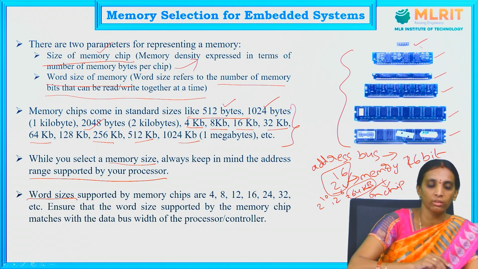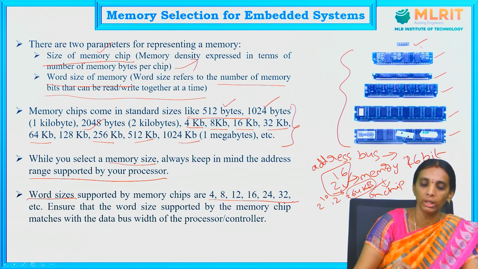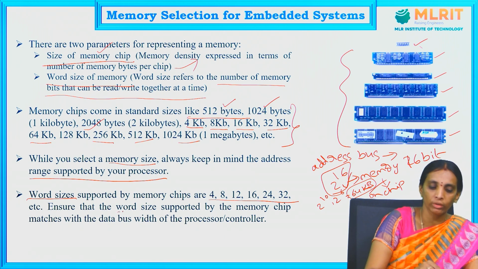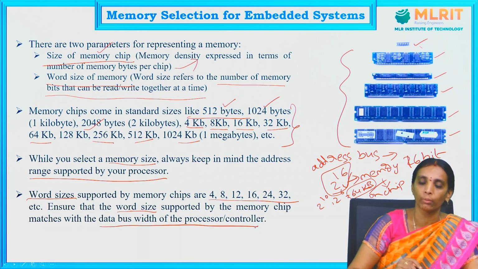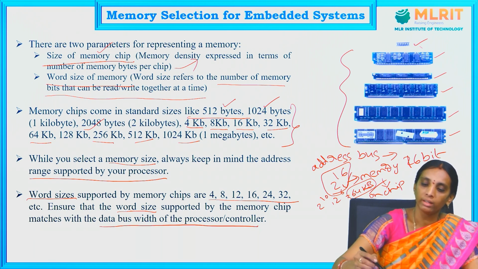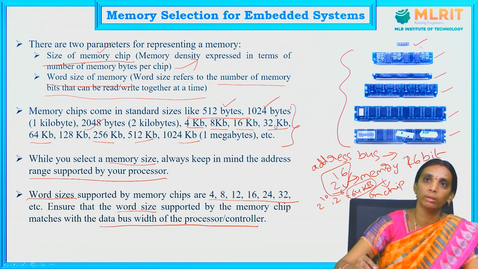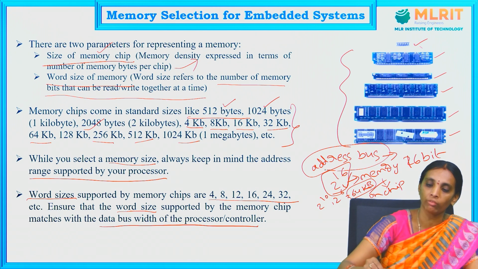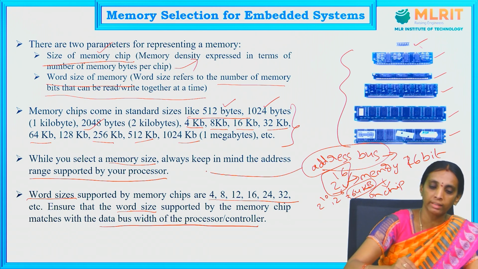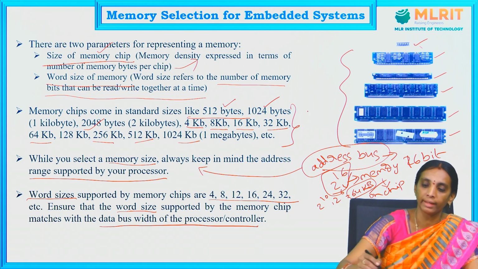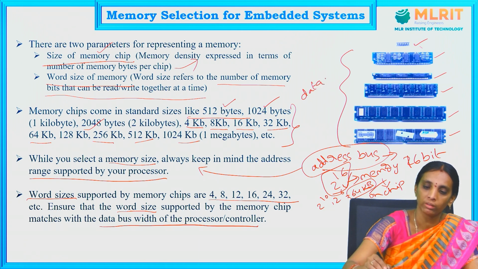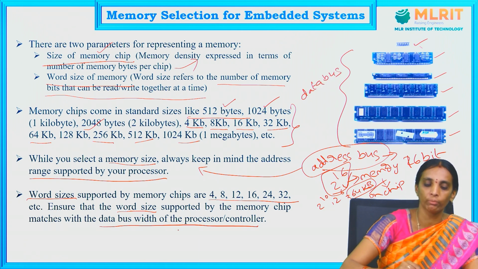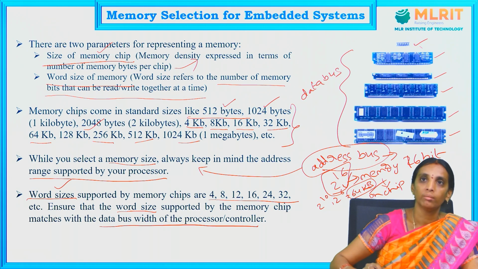The word sizes supported by the memory chips can be 4, 8, 12, 16, 24, 32. Ensure that the word size supported by the memory chip matches the data bus width of the processor or controller. So here we need to select memory based on the processor used for our design: the address bus capability of the processor will be used for selecting the memory size, and the data bus capability of the processor will be used for selecting the word size of the memory chip.